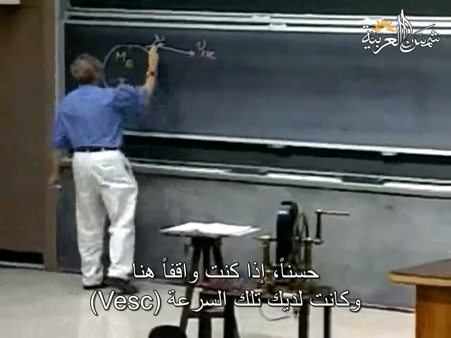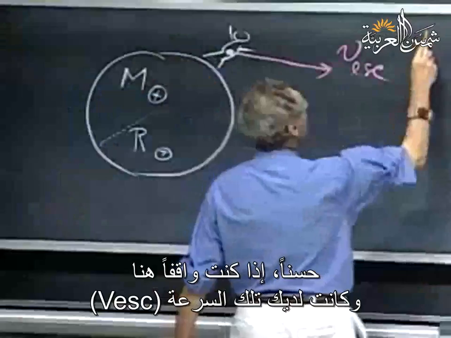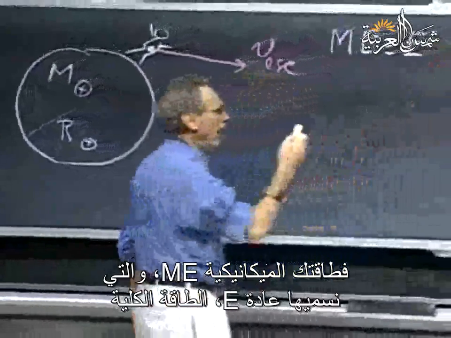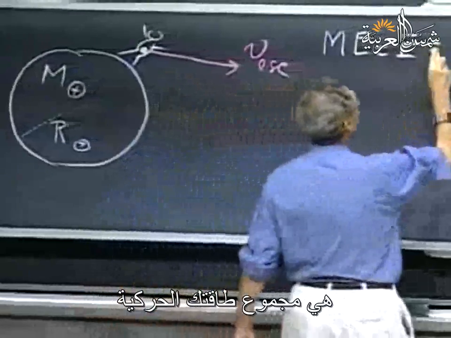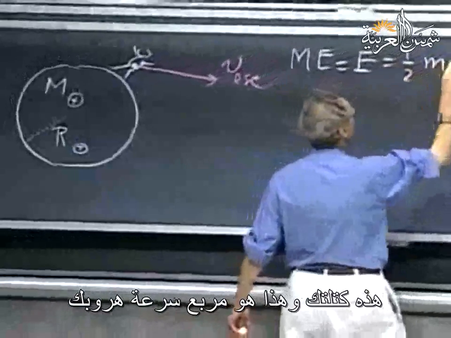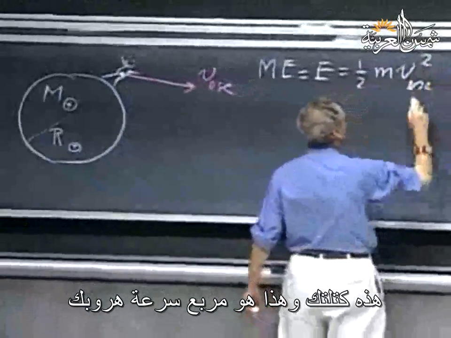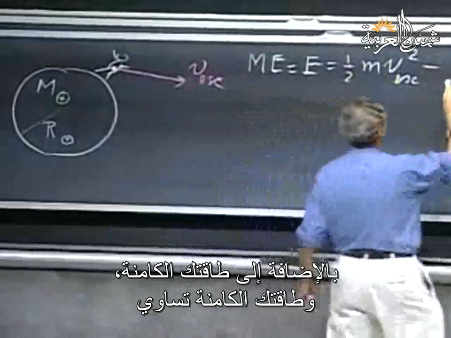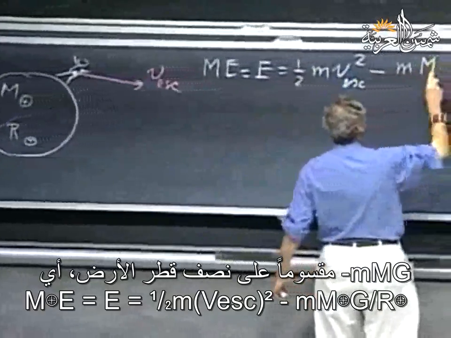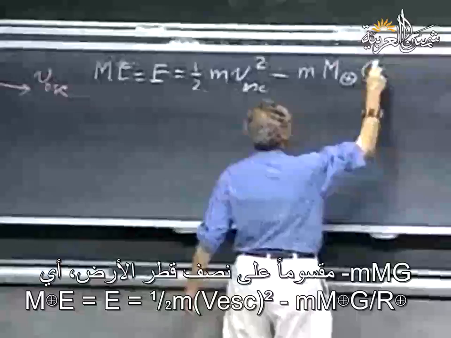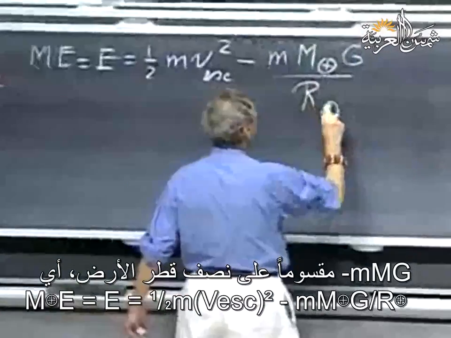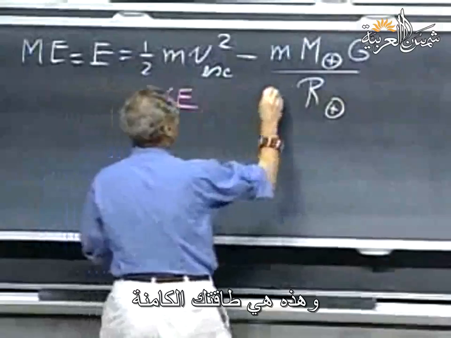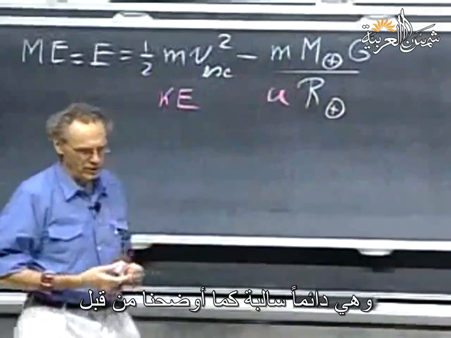Well, when you're standing here and you have that speed, your mechanical energy, which we often simply call E, the total energy, is the sum of your kinetic energy. This is your mass. This is your escape velocity squared, plus the potential energy, and the potential energy equals minus m M_Earth G divided by the radius of the Earth. So this is your kinetic energy, and this is your potential energy, always negative, as we discussed before.